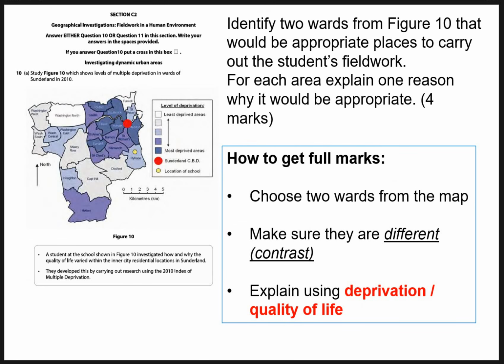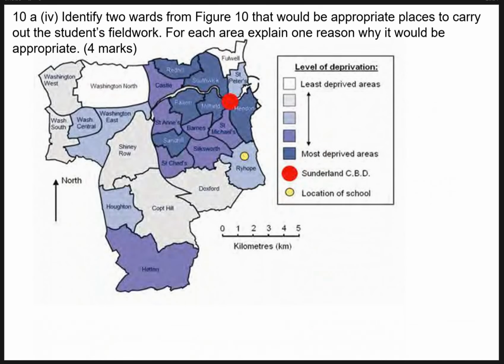As we always say, read the question. Your ability to get full marks here is to choose 2 wards from the map. Make sure they are different, so they're contrasted, and explain using deprivation and quality of life. So have a look at the map in a bit of detail. Obviously, you've got this map in front of you when you're in the exam hall. They're all printed out in colour like this, and they're very detailed. They might be a bit blurry on my screen, but that's just because it's enlarged. So what we're looking for is 2 wards that we can compare.